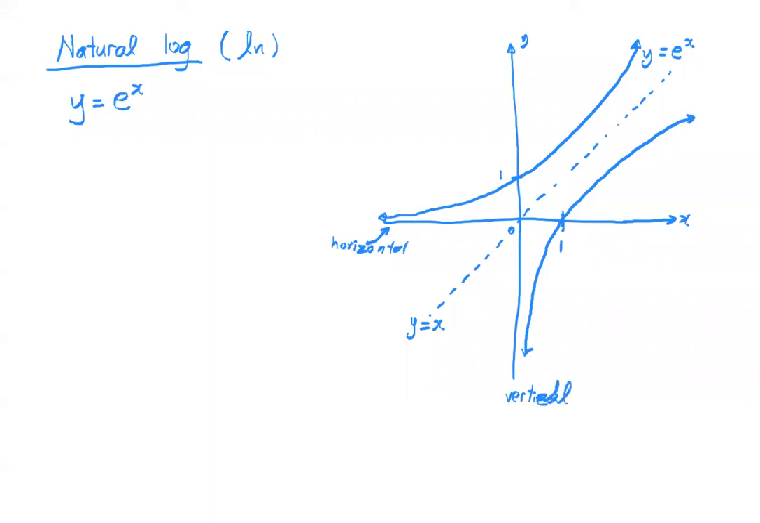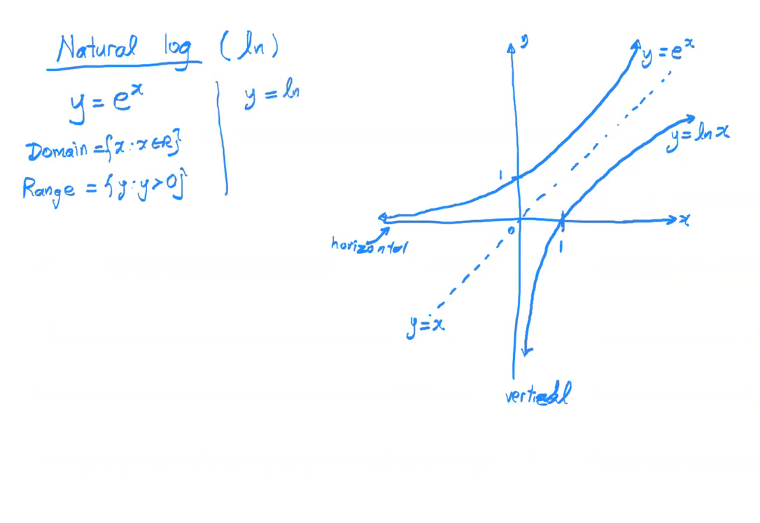Correct? So this function, we call it y equal to ln x. So the domain for this one is x, x is a member of real numbers. The range for this one, I'm going to let you see the relationship. The range will be y greater than 0. So if I have the natural log, then everything will be inverse.